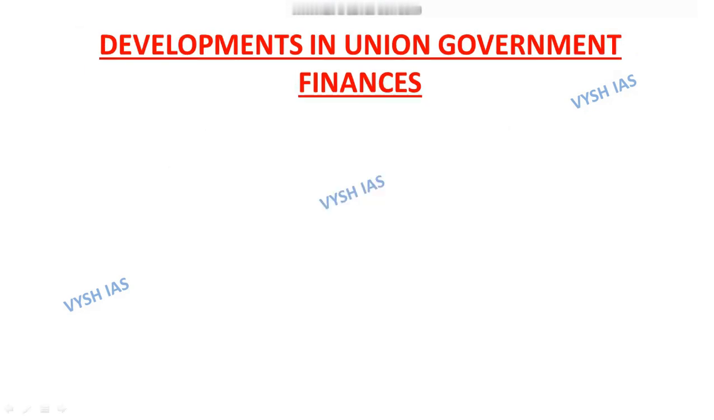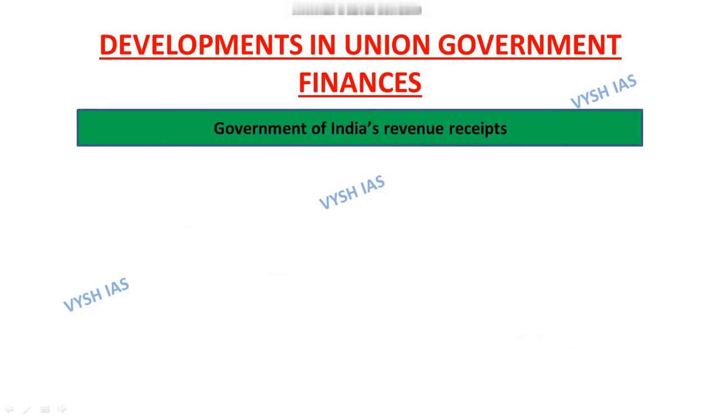Now continuing with the same topic, developments in union government finances. First is government revenue receipt. The government of India's revenue receipt has registered robust growth in financial year 22. This is due to rebound in the collection of direct and indirect taxes. The increase in tax collection has also helped India increase its resilience against global and domestic uncertainties.